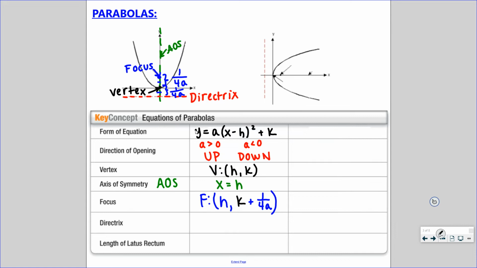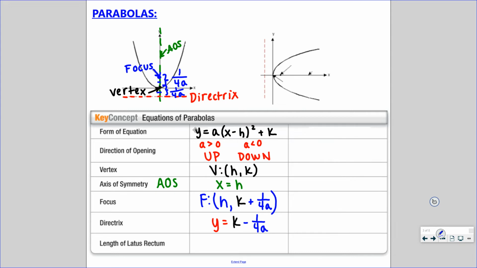All right, and then the directrix is this horizontal line. So y equals would be the equation for that. And it's going to lie the same number of units below my vertex. So it's going to be whatever the y value of my vertex is minus that distance, 1 over 4a.